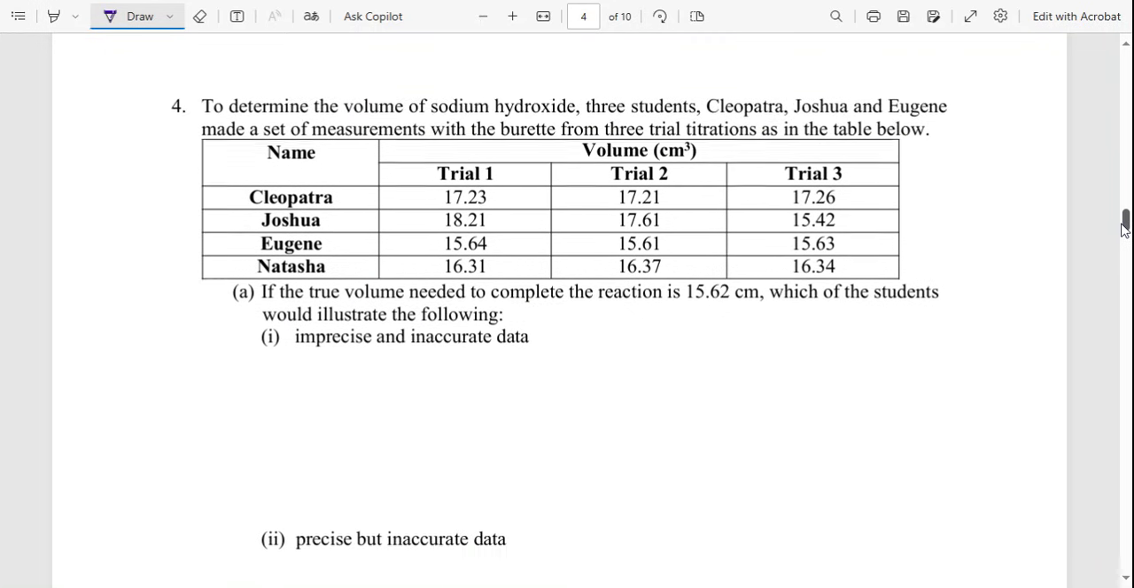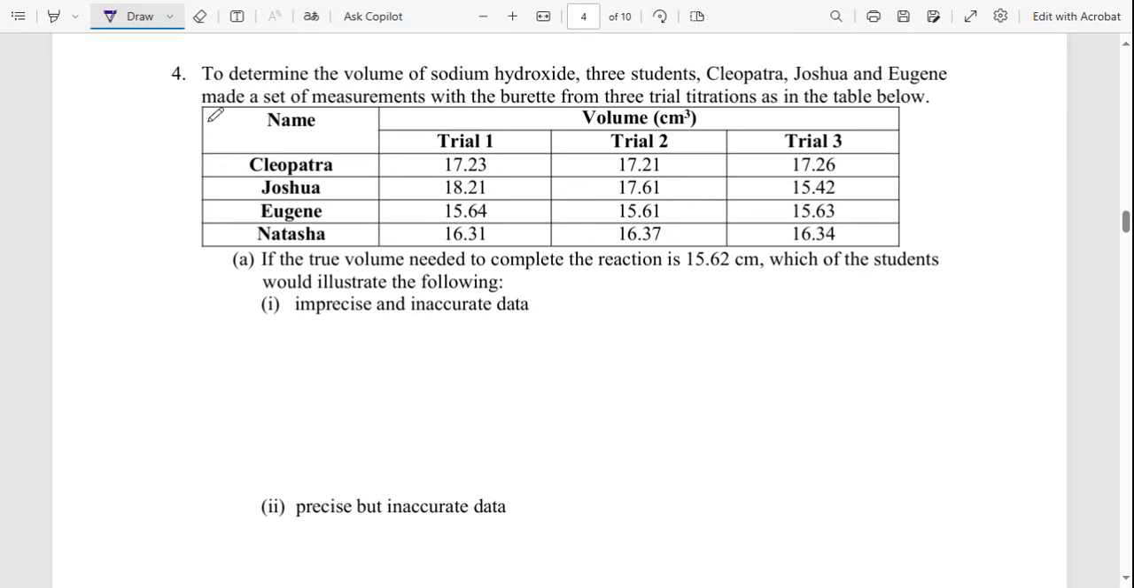Okay, let's just do question 4. We have gone into the time for a class with the third years or the fourth years. So to determine the volume of the sodium hydroxide, 3 students, Cleopatra, Joshua, Eugene, made a set of measurements with a burette from 3 trial titrations as in the table. Okay? So for these things that have been given, let's first find the average. I'm going to put a table for the average.